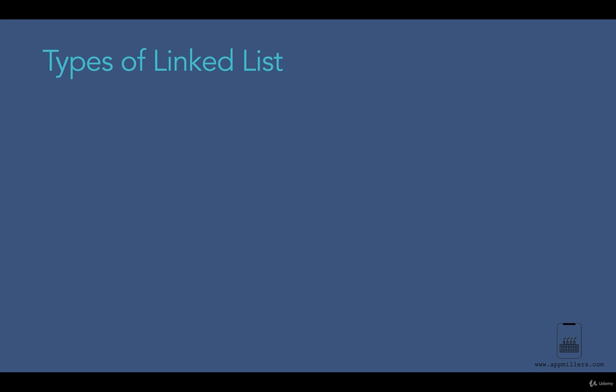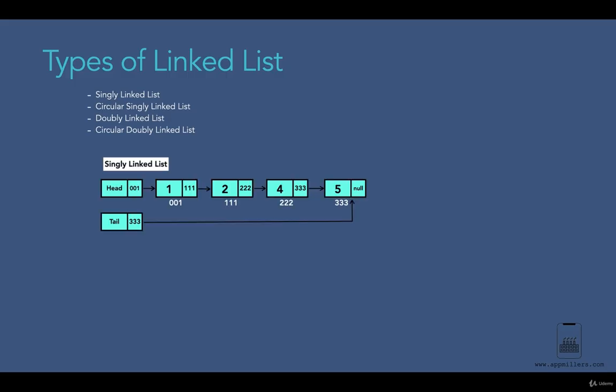Now in this lecture, we are going to look at different types of linked lists. So basically, there are 4 types of linked lists that can be created. The first type is single linked list, the second type is circular single linked list, the third type is double linked list, and the fourth type is circular double linked list. First, we will start with a single linked list.